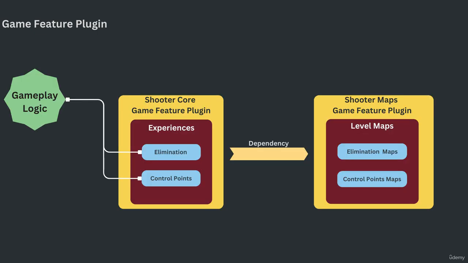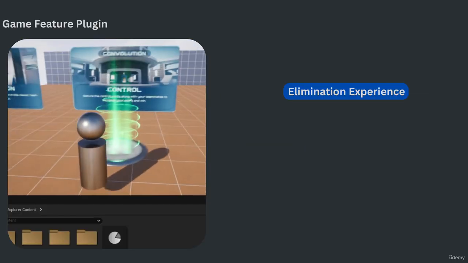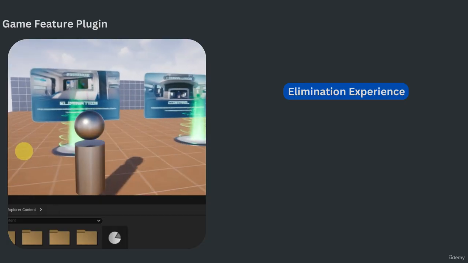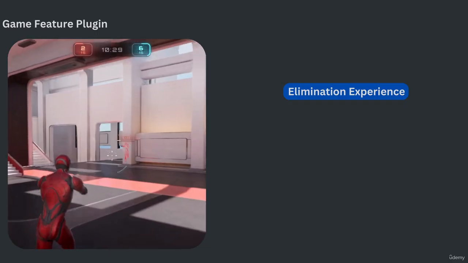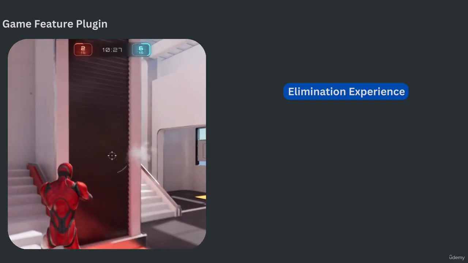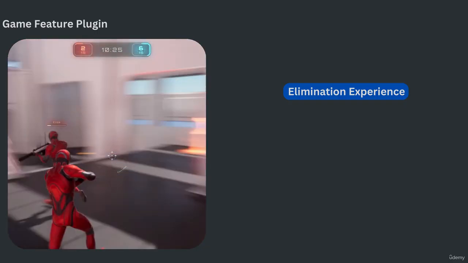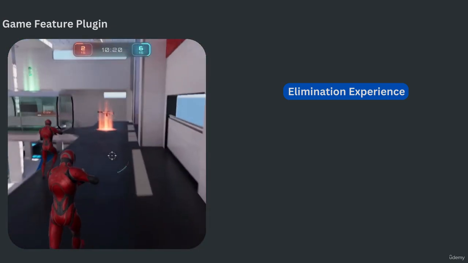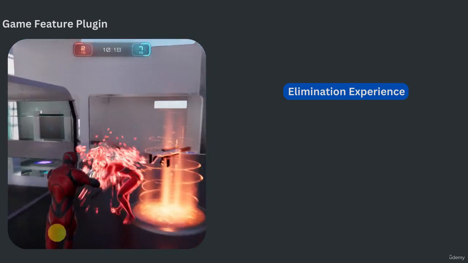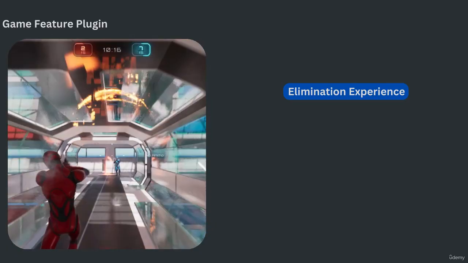The gameplay logic is called experience in Lyra. There are two experiences provided ready-made in the Lyra sample project: the elimination experience and the control points experience. In the first experience, the elimination mode, the player and his team need to kill the enemies in the opponent team. In this time-bound battle, the team with the maximum kills wins. The players and bots are respawned during the time-bound battle.